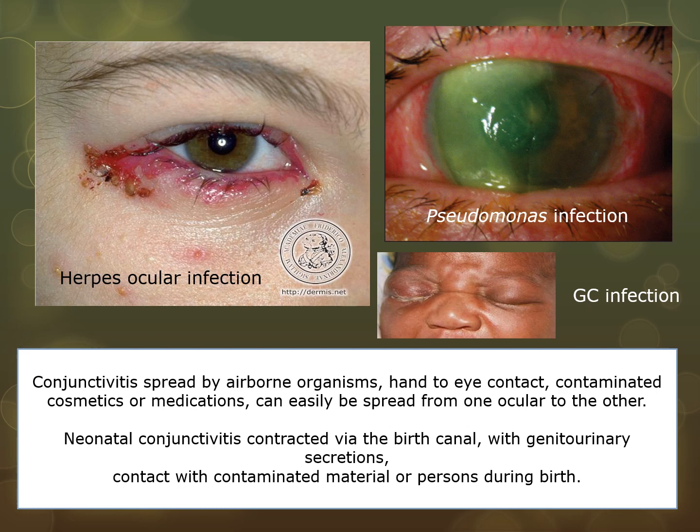Conjunctivitis is spread by airborne organisms, hand-to-eye contact, contaminated cosmetics or medications, and can be easily spread from one eye to the other. Neonatal conjunctivitis contracted via the birth canal with genitourinary secretions could include things like Neisseria gonorrhoeae.